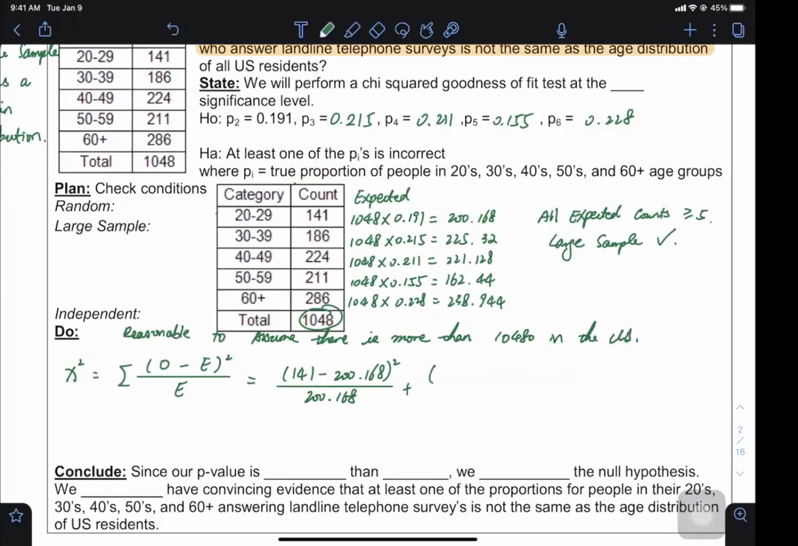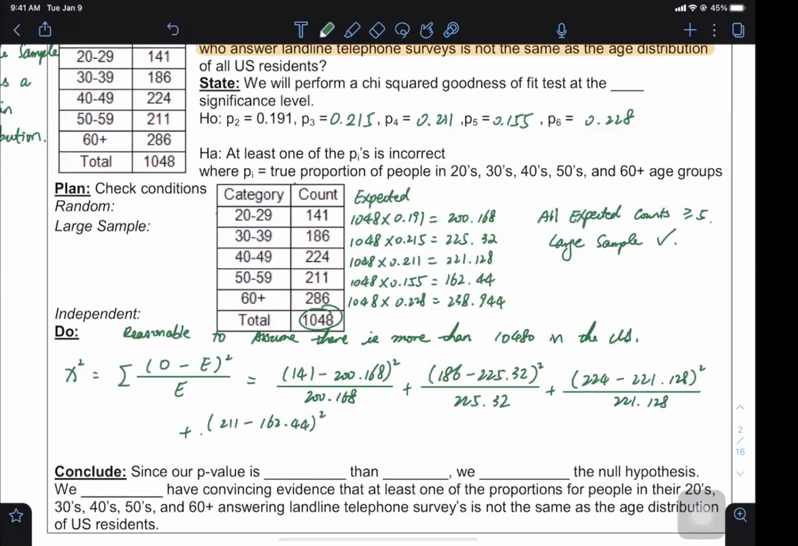Plus the rest. So this is how you find your chi-square test statistic, by adding those numbers all up. So take a minute to do the math.